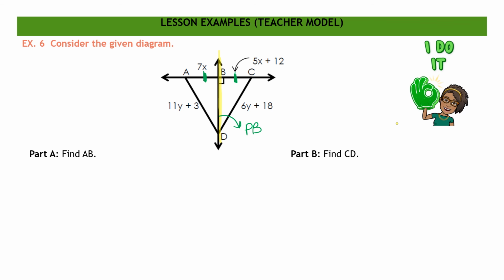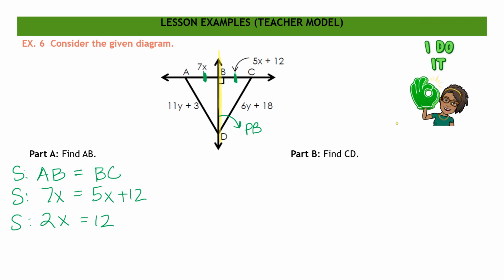So if that's the case, then I already know my setup is going to be that the measure of AB is going to be equal to the measure of BC, because B is on the perpendicular bisector. Then I can substitute AB with 7x, that's given in our diagram, and I can substitute BC with 5x plus 12. And now, ladies and gentlemen, it's just about solving. I'm going to subtract 5x on both sides, so that leaves me with 2x equals 12. I'm going to divide 2 on both sides, so that leaves me with x equals 6.